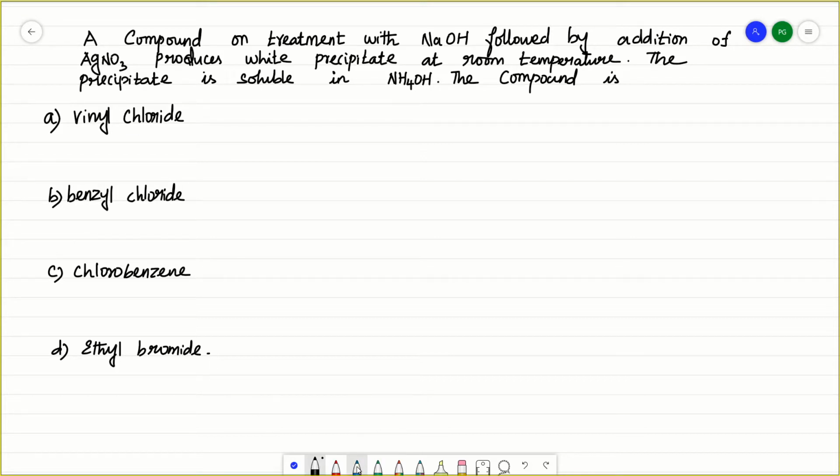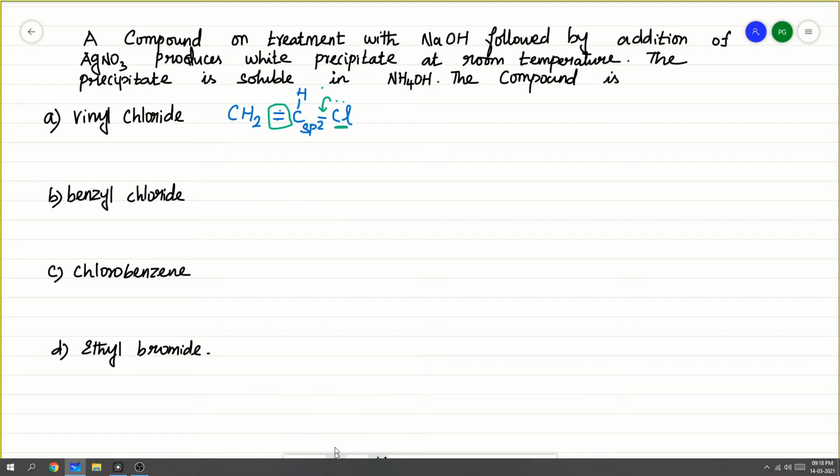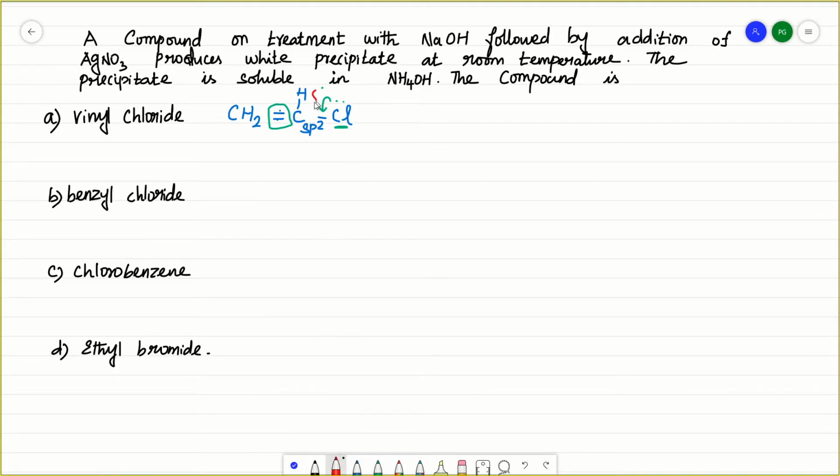What is vinyl chloride? Chlorine is attached to an sp2 hybridized carbon, because you have a double bond. Here the Cl is in conjugation with the double bond. That means resonance will be taking place and it is very difficult to break the bond.